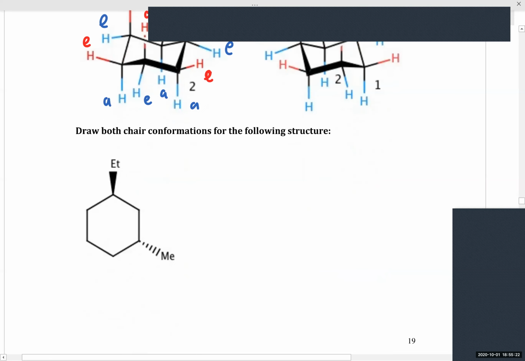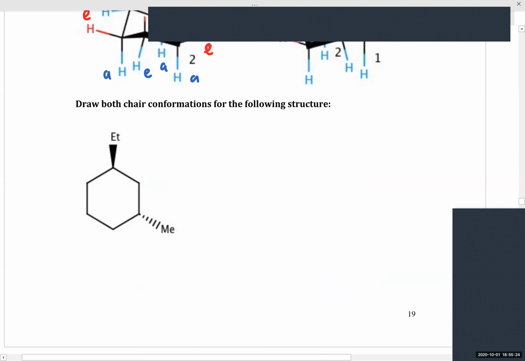Okay. So let's apply what we've learned and let's try to draw both chair conformations for the following structure. Let's take about 2 to 3 minutes and try to draw out the chair conformations for the following structure. I'd like 2 students or more to draw out the chair conformations for the following molecule, making sure to respect the stereochemistry for this trans 1,3-disubstituted cyclohexane.